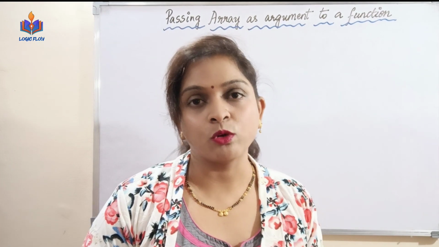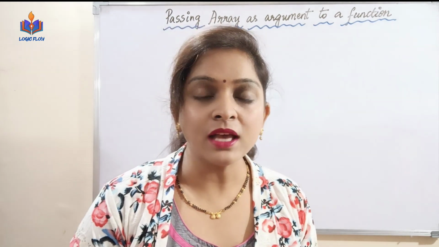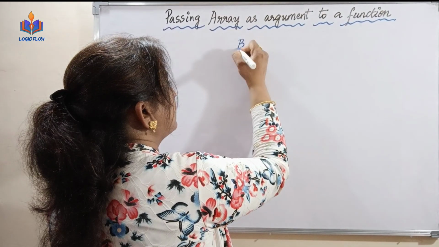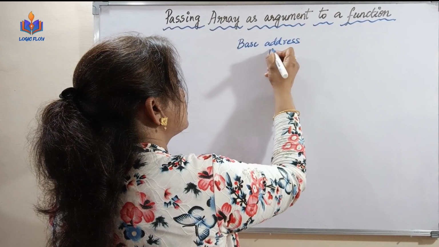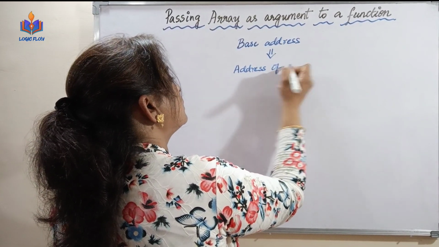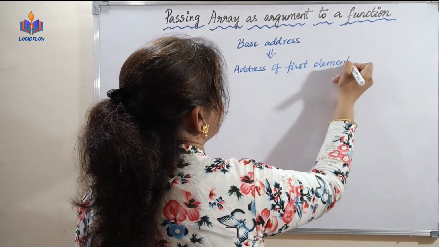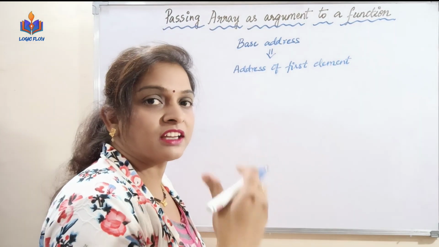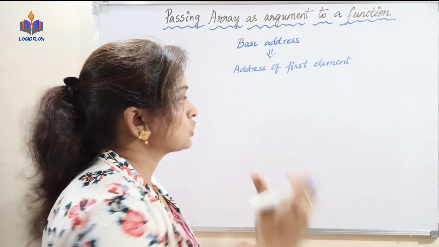In the previous video, we saw how to pass the complete array to a function. We pass the base address of the array. So what is base address? Base address is nothing but the address of the first element. For an array, it is sufficient if we get the base address, because when we get the base address, we can simply traverse to the next elements since the elements are stored in consecutive locations.